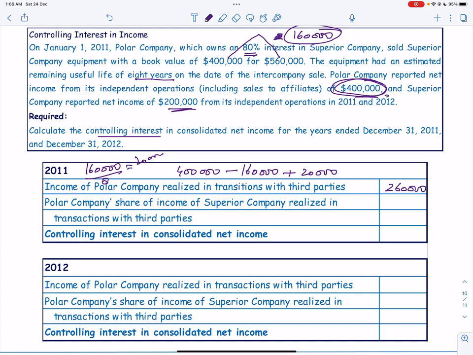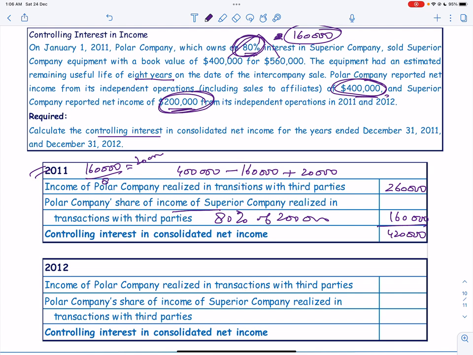Then Polar Company's share of income of Superior realized in transactions with the third parties. Now Polar Company has 80% interest, so 80% of 200,000 is 160,000. So the total is 420,000. This is for the year 2011.